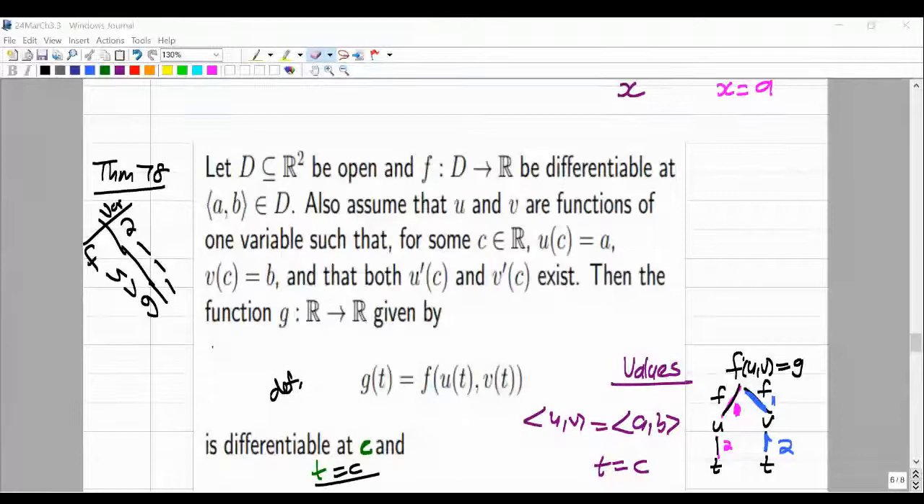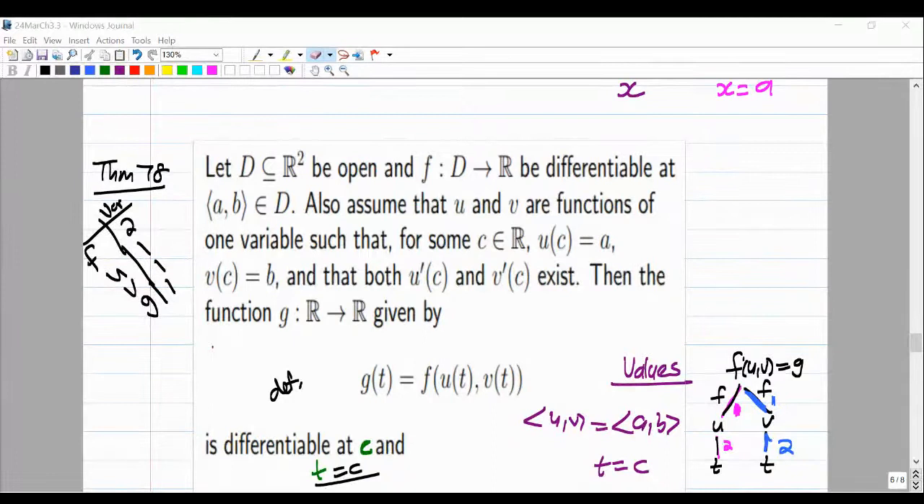So just like first year, we want a formula for the derivative of g. If you create a new function from old functions in this manner, using components and composition, we want a formula for the derivative. So if all of that is in place, then g is ultimately a function of t, the leaves, and g is differentiable at c, and we'll give the formula in a moment.